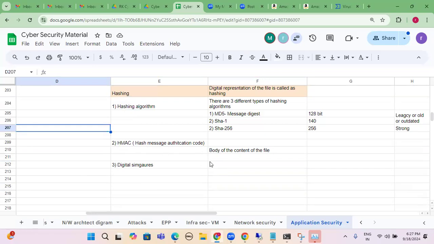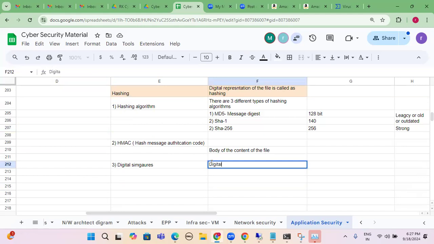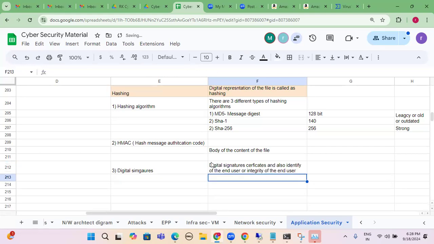Sorry, guys. Digital signature depends on SSL/TLS certificates, and also on the integrity or identity of the end user. So that is about overall integrity now.